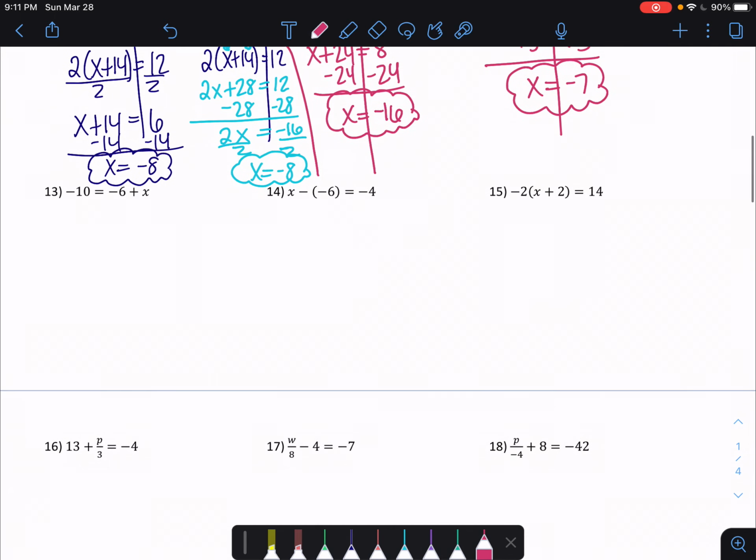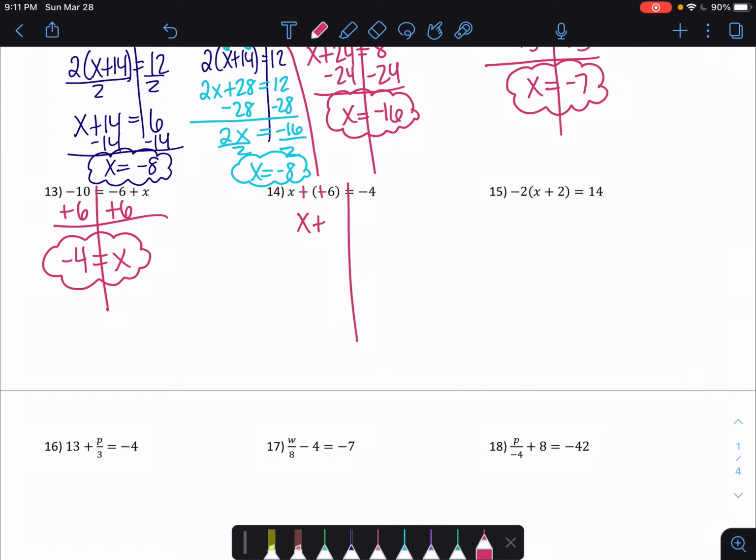For number 13, the negative comes first. I'm going to add 6 to both sides. So negative 4 is equal to x.